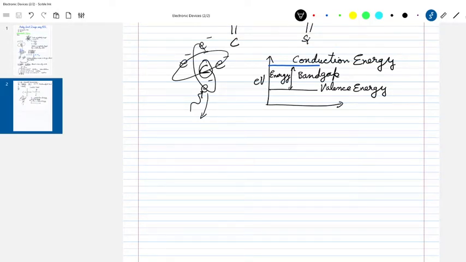Now if I bring another carbon atom close, then this valence electron is seeing a potential energy because of this parent carbon, but also because of this carbon which is nearby, right? So now what's going to happen is, this valence energy level is going to split up into sub levels. Now how many sub levels are going to be there? It depends on how many carbons are fitting close to each other, right?